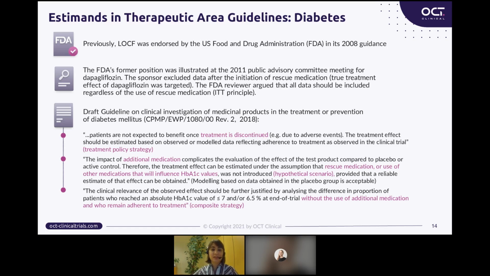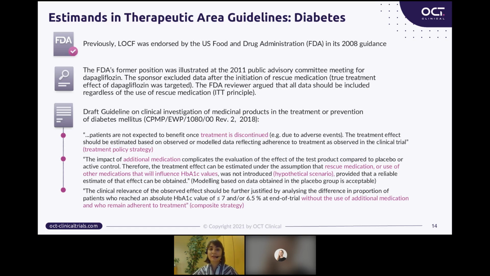The sponsor presented data on dapagliflozin at a public advisory committee meeting. The primary endpoint was the change in glycated hemoglobin from baseline to 24 weeks. For ethical reasons, patients were allowed to receive glucose-lowering rescue medications. Measurements collected after initiation of rescue medications were set to missing and imputed using last observation carried forward, which was standard practice at that time.